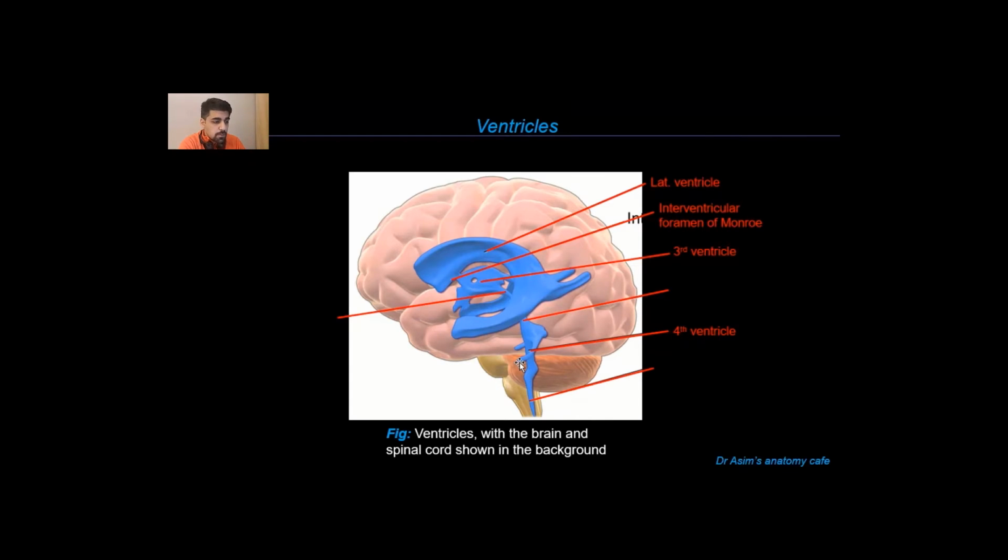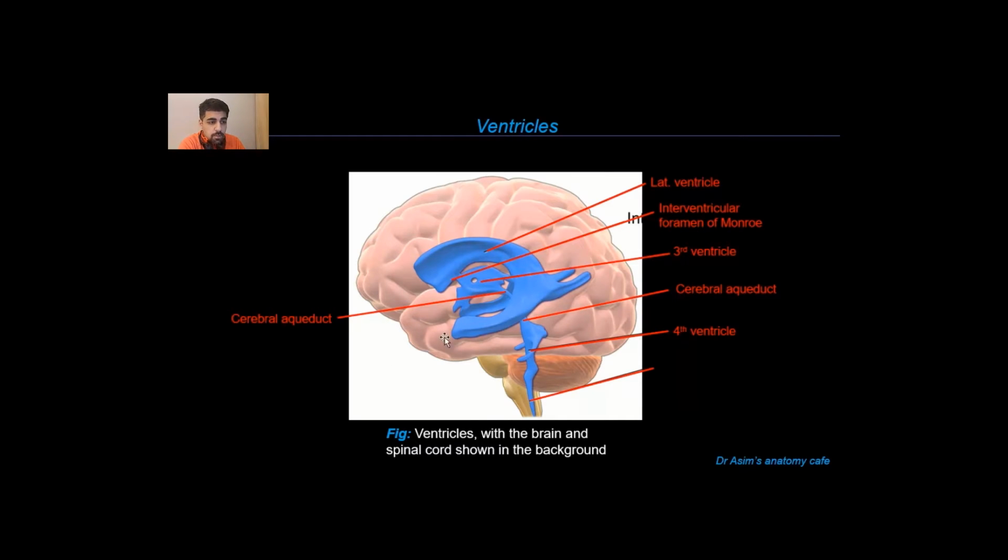Now down below over here, we've got the region which is known as the brainstem. Here we've got a space which is called the fourth ventricle. The fourth ventricle is bounded posteriorly by the cerebellum and anteriorly by the pons and the medulla oblongata mainly. So this is another extension of the ventricular system which is present inside the brainstem region.